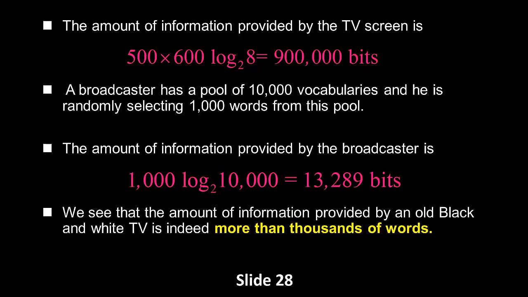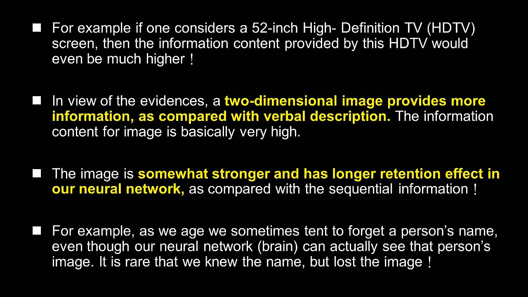A broadcaster has a pool of 10,000 vocabularies, and he's randomly selecting 1,000 words from this pool. The amount of information provided by the broadcaster is 13,000 bits. We see that the amount of information provided by an old black and white TV is indeed more than 1,000 words. For example, if one considers a 52-inch high-definition TV screen, then the information content provided by this high-definition TV would even be much higher than the black and white TV.